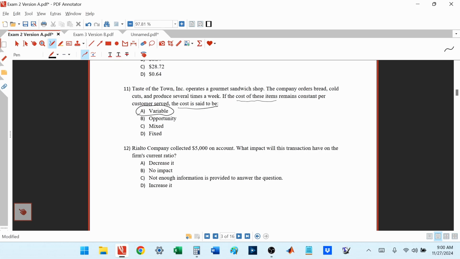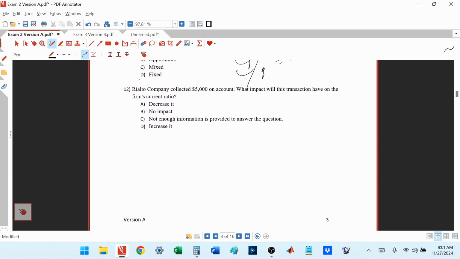Now the cost of the bread, cold cuts, and produce total divided by the number of customers, if that's constant, well, that will be constant if the total cost is. So V times Q is the total cost. V times Q is variable, but if we divide by the number of customers, we get V, which is a constant, and that's true. So this statement right here is just given to throw you off. It's a true statement, but it tries to make you think that it's fixed. V is fixed, but V times Q is what they're asking about, and that's variable.